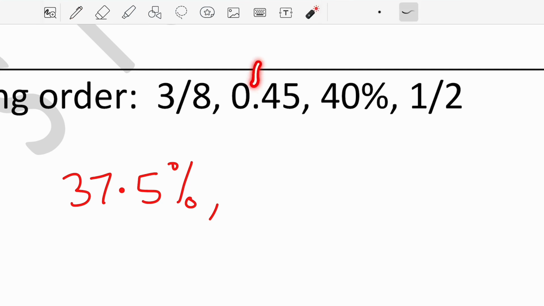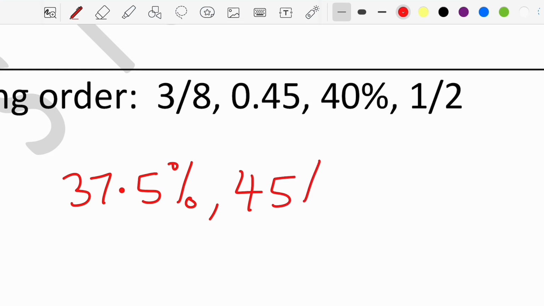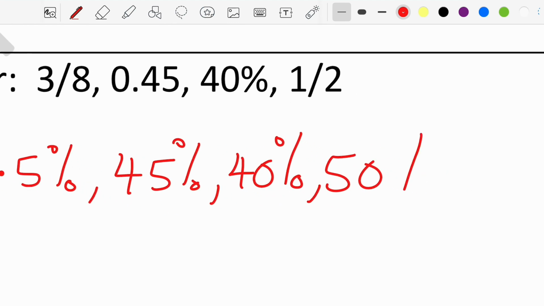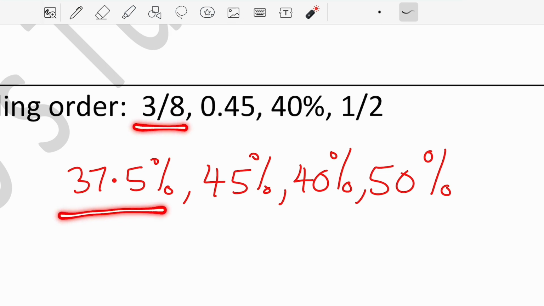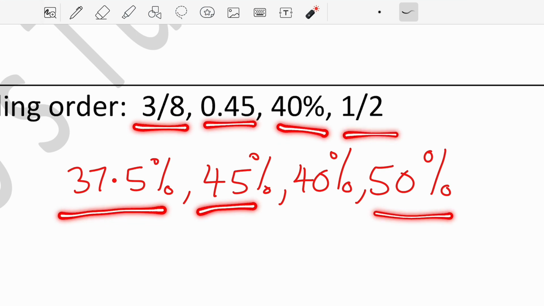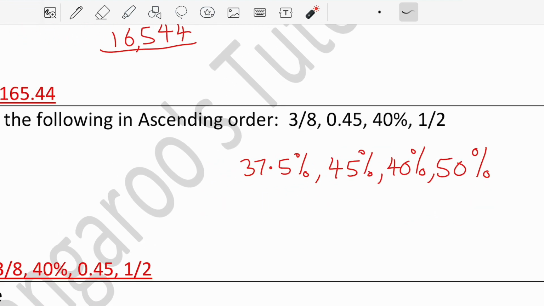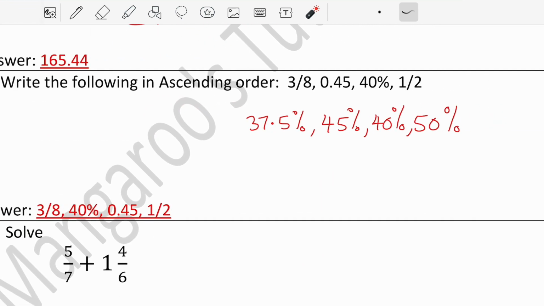0.45, we can move the point 2 places to the right to get the percentage. That would be 45%. 40% is given, and the half, we should know that is 50%. So we can easily see the lowest is 37.5%, which is this fraction, then the 40%, then the 45%, which is this, and then the 50%, which is this. Right? Ascending order means from the smallest to the biggest, smallest to largest.